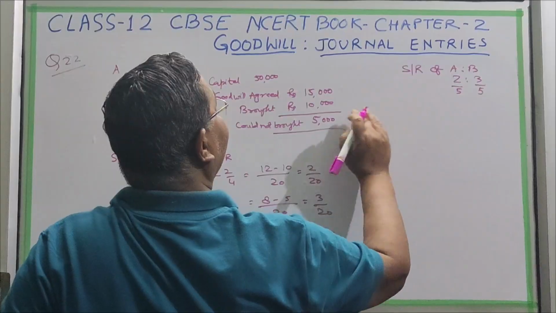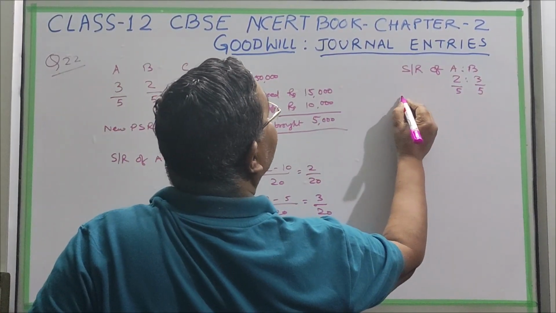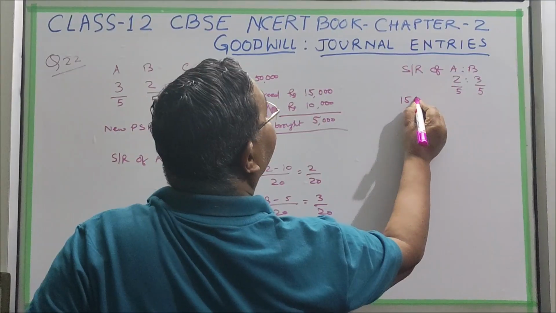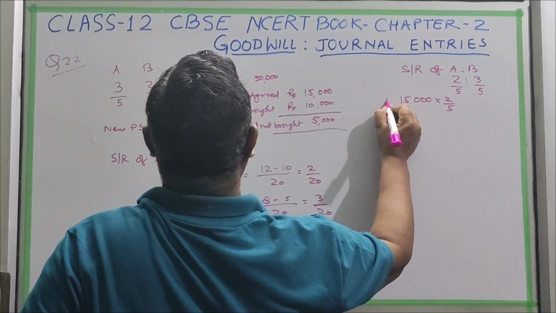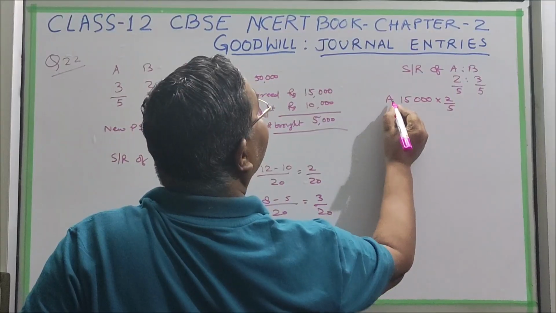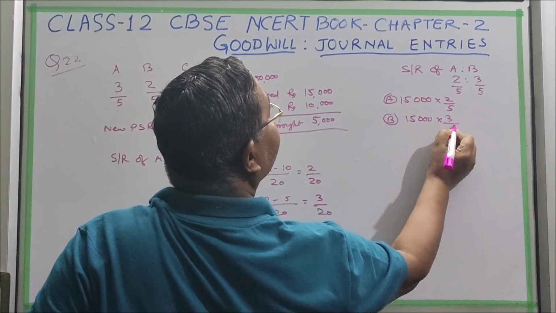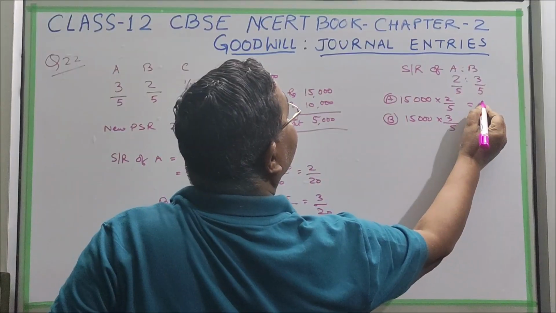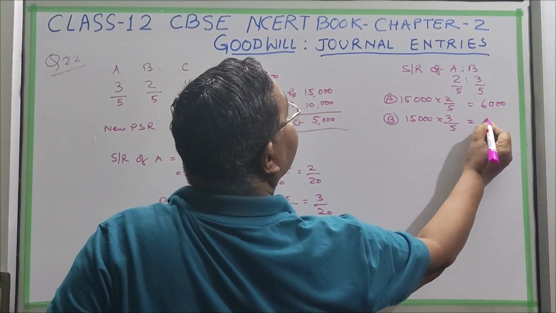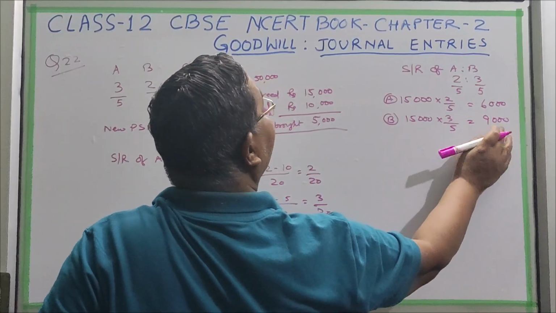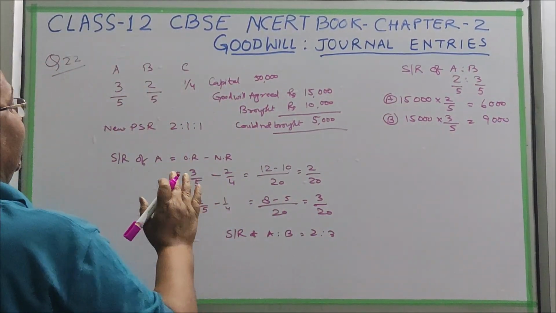The goodwill of 15,000 will be divided in this ratio. Goodwill 15,000 into 2/5, A will get 6,000, and B will get 15,000 into 3/5, which is 9,000. So this amount they will take. Now we will rub this side and go to the journal entry portion.